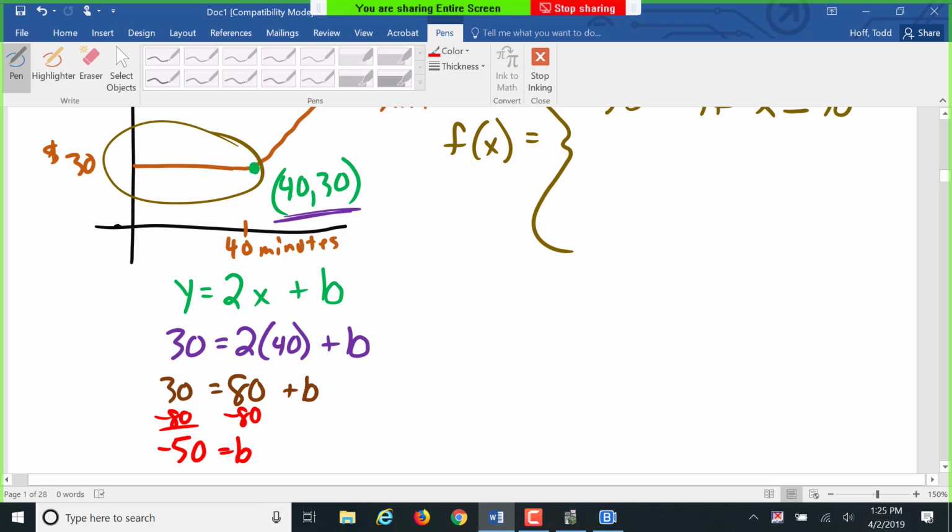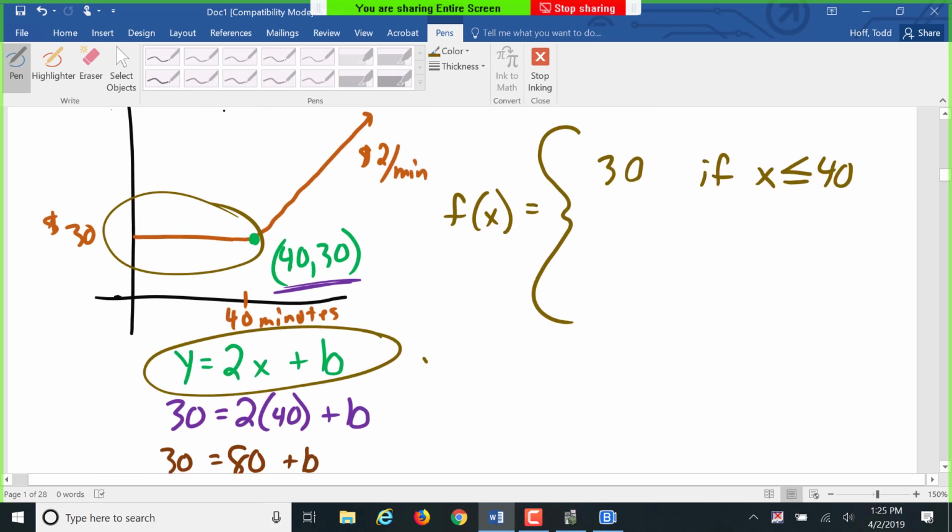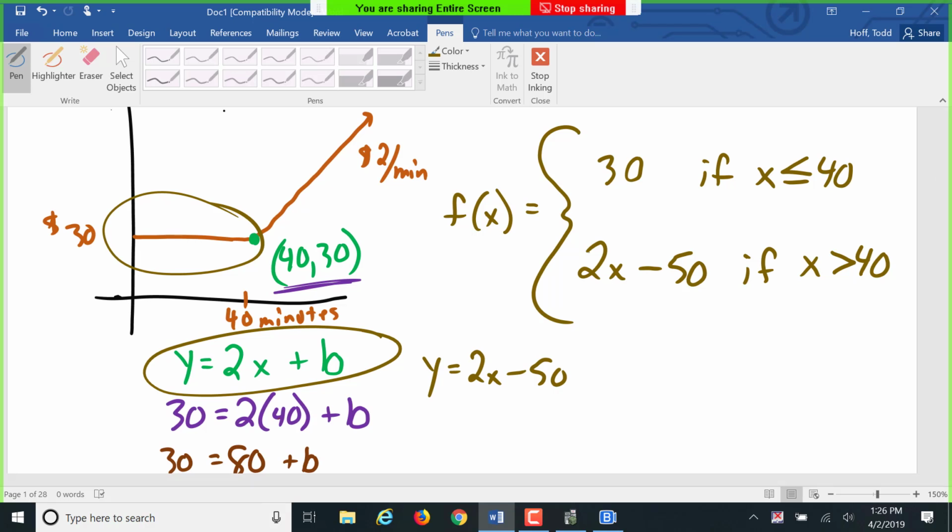So this equation, y equals 2x plus b, ends up being y equals 2x minus 50. So f of x is 2x minus 50 if x is greater than 40. So in real life, these piecewise functions do come into play a lot.